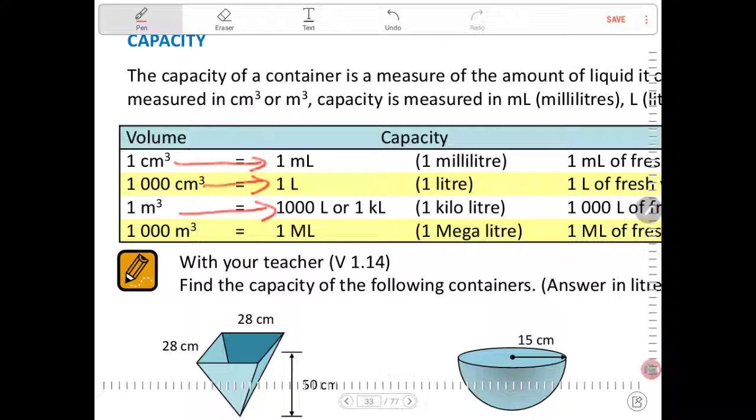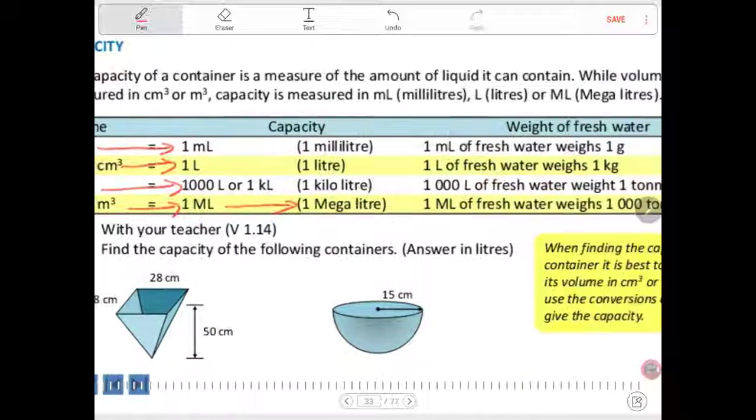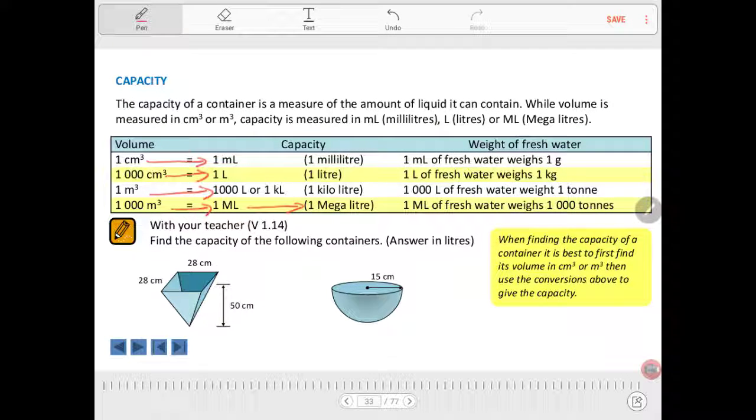And we can even go further than that. 1,000 cubic metres is a megalitre, which, well, that's a lot. That would be, if you could imagine a cube that is 10 metres by 10 metres on the ground and then 10 metres high. So that's a lot of water if you were to fill something like that.